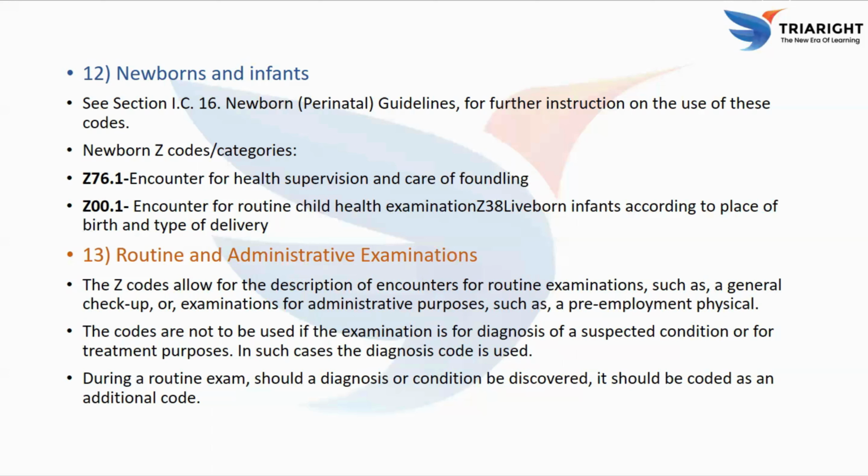So what if a problem is found during the routine exam? If a condition is discovered, you have to code the routine exam Z code and you have to also add the diagnosis code for the condition. For example, routine exam plus newly detected anemia. So what are the codes? You have to assign Z00.00 code for routine exam and you have to assign the D64.9 code for anemia.